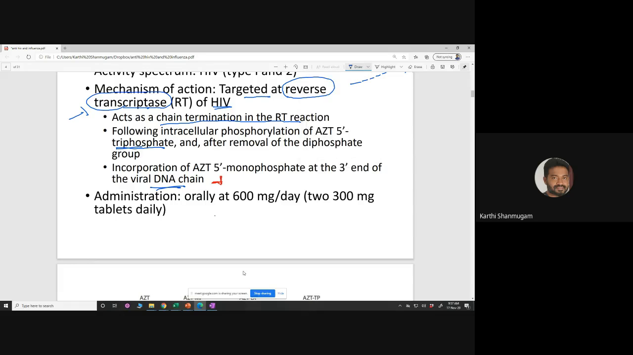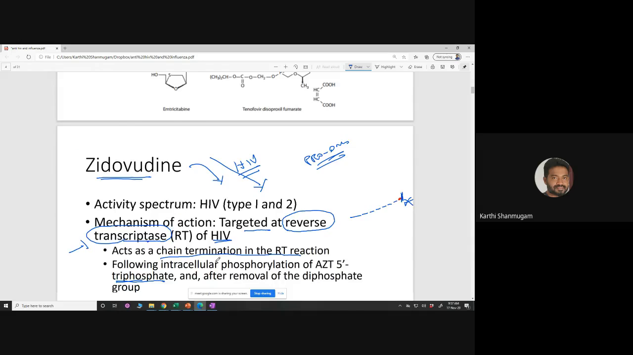So coming to the dose and mode of administration, this molecule is preferred to be orally administered at 600 mg per day, not as a single dose, right? Mostly they prefer to give two 300 mg tablets daily, right? So that's the molecular mechanism of zidovudine.